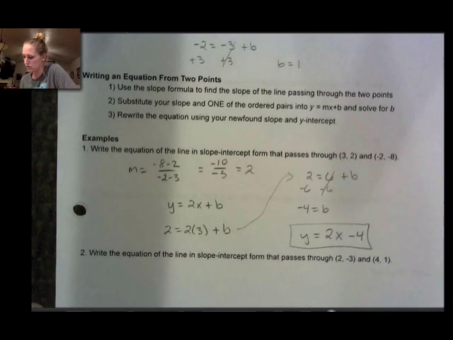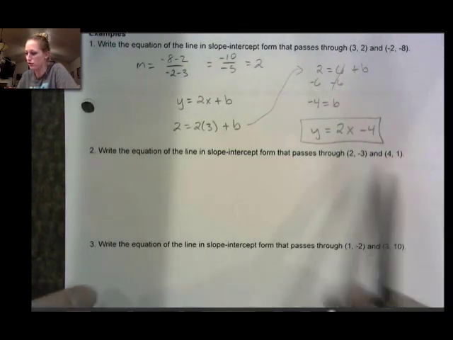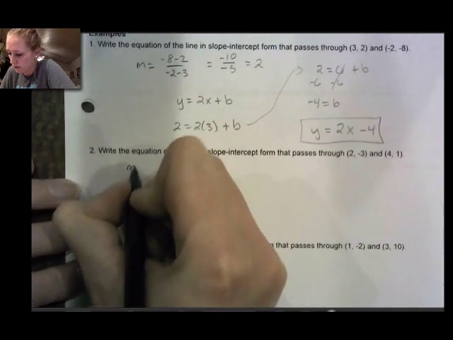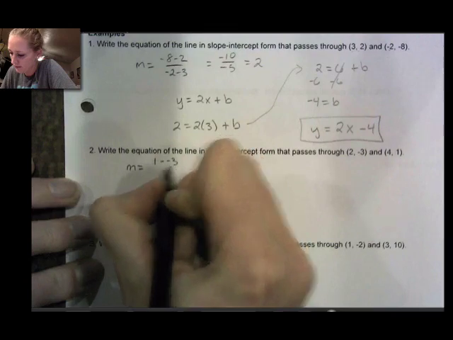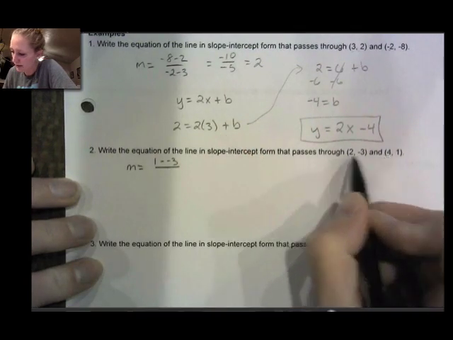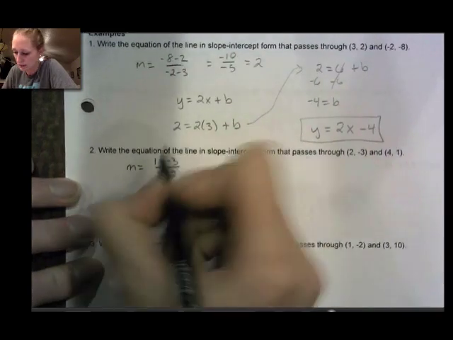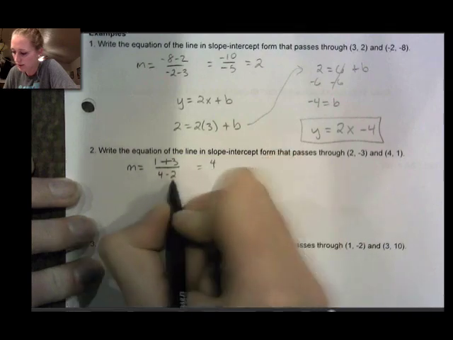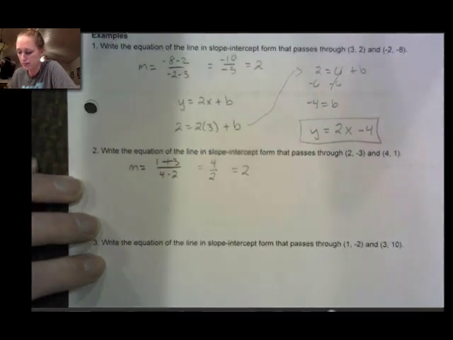All right, we're going to do 2 more just like that. Okay, write the equation in slope-intercept form. Goes through these 2 points. Find the slope first. So slope formula, y minus y, so 1 minus -3 over 4 minus 2. Remember, 2 negatives there is going to become plus. So 1 plus 3 is 4. 4 minus 2 is 2. Reduce to get just 2.